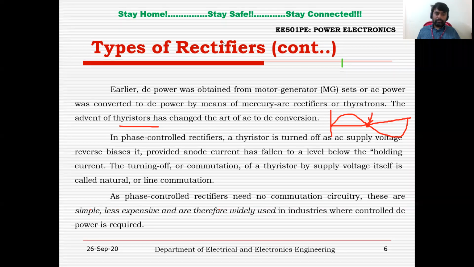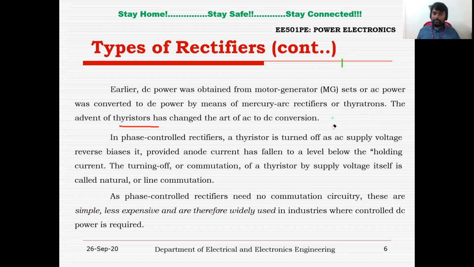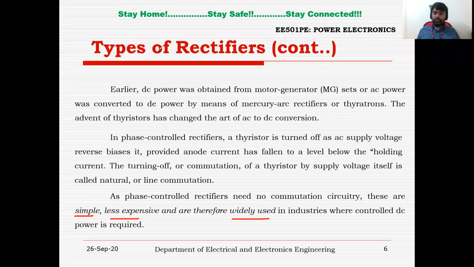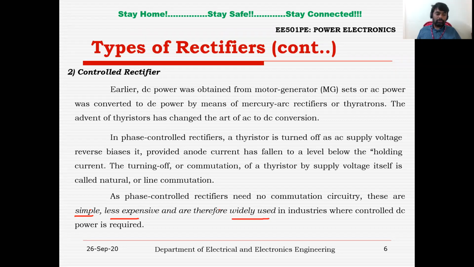And due to there being no commutation circuit, it is simple and less expensive, and therefore it is widely used in most of the industries wherever you want to control the DC power. This is about the controlled rectifier.